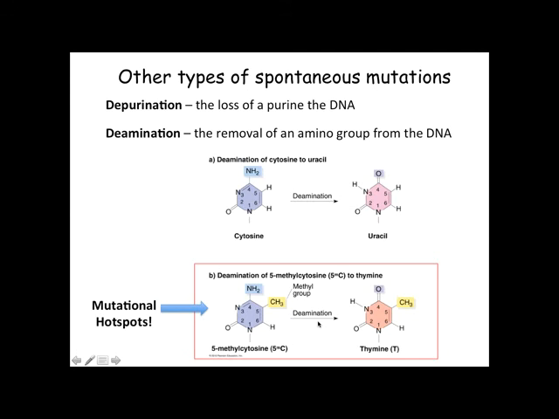Normally, most of the time, this occurs in parts of the genome that don't code for genes, but sometimes this occurs in coding regions, in regulatory regions also. So this can be a bad thing. This particular mutation is fixed by a process that's called base excision repair. Sometimes it's called BER.